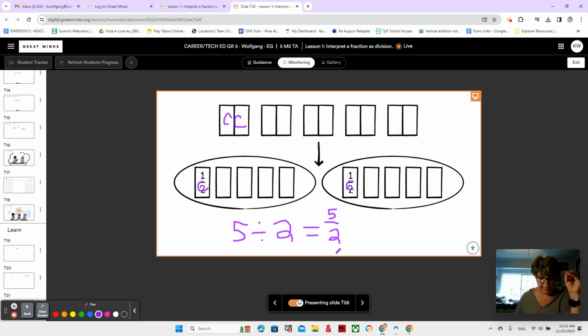We notice a pattern across each of our equations. Sometimes we notice a pattern that can help us make a conclusion. A conclusion is a statement that we understand to be true based on our observations, right? Let's consider what we can conclude or decide about the relationship between division and fractions. All right?